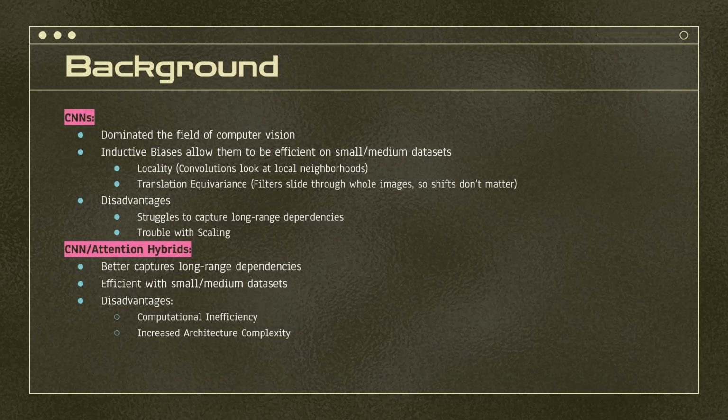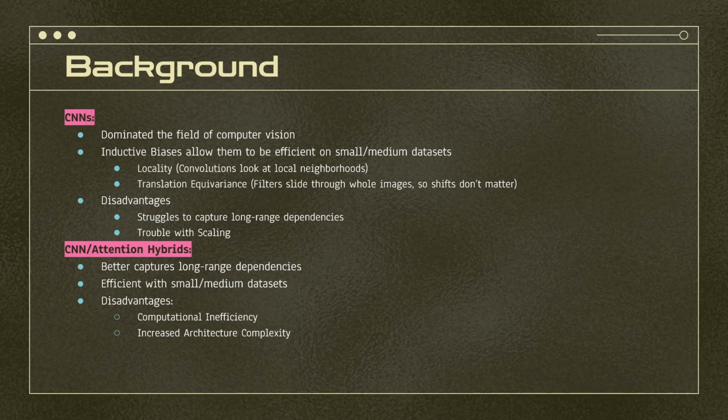So, as a background, CNNs have dominated the field of computer vision. The inductive biases allow them to be efficient with small data sets. These include locality: the convolutions, the filters, look at local neighborhoods. And translation equivariance: if an image is shifted side to side, the filter still goes through the whole image, so it doesn't really make a difference, but that's just for shifts. We'll talk about that later.